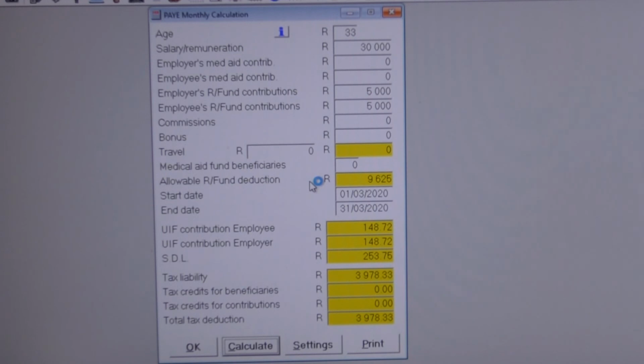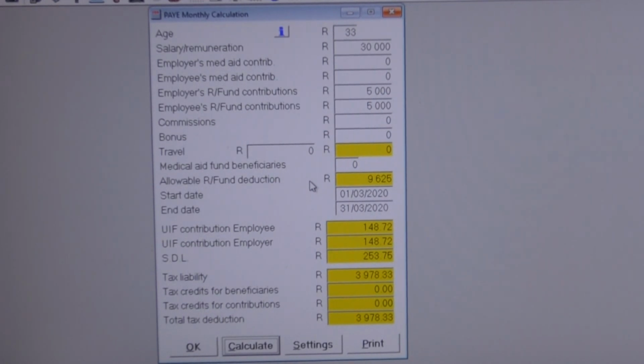9,625 Rand. This means that the tax is calculated on the remuneration of 35,000 Rand less the allowable deduction of 9,625 Rand, which means a taxable income of 25,375 Rand, so the tax deducted at salary source is 3,978 Rand.